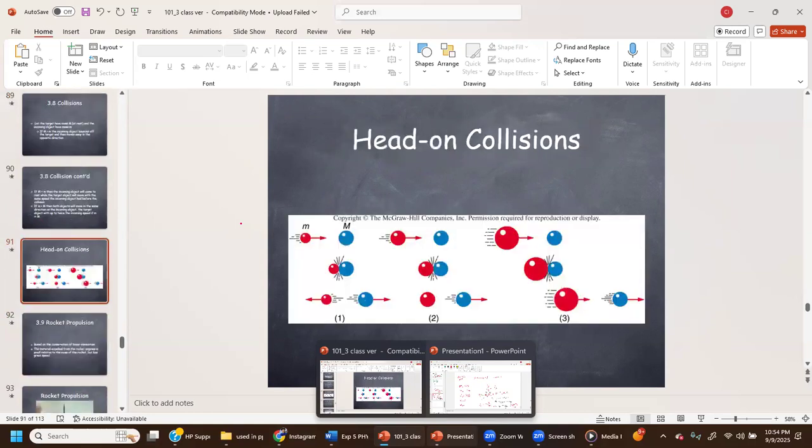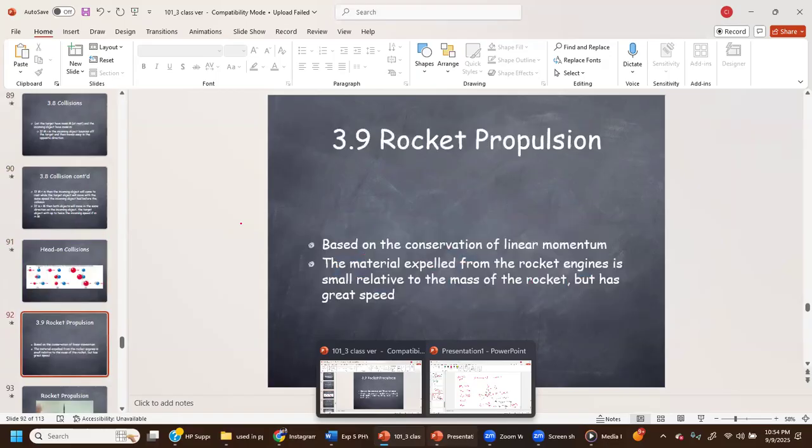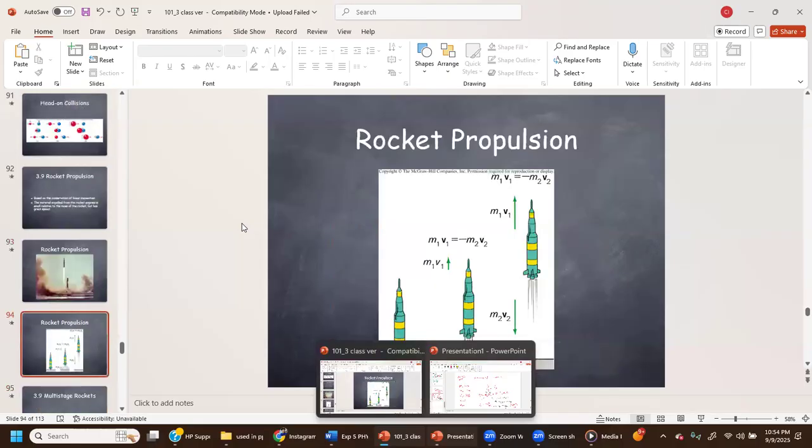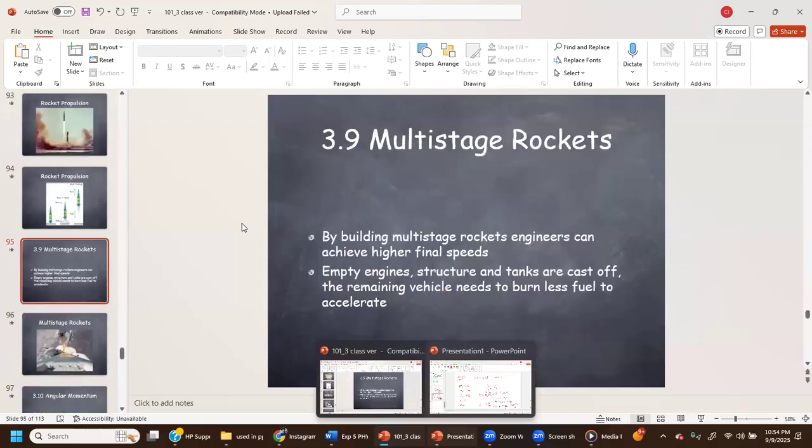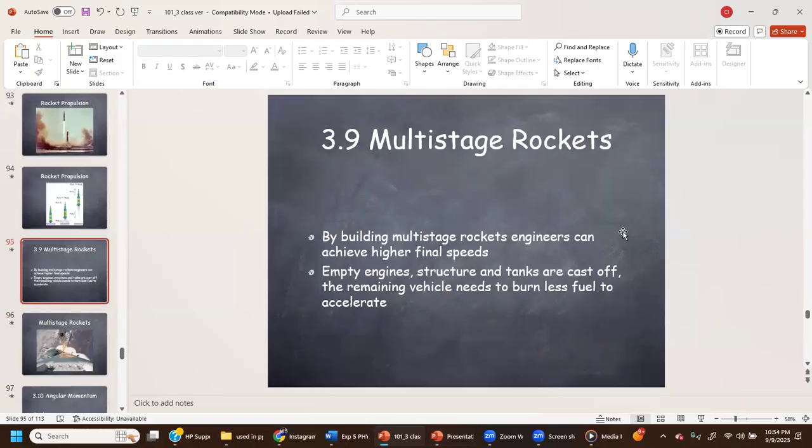So now, based on the conservation of linear momentum, the material expelled from a rocket engine is small relative to the mass of the rocket, but has a greater speed. Now, by building multi-stage rockets, engineers can achieve high final speeds. Empty engine structures and tanks are cast off, so the remaining vehicle needs to burn less fuel to accelerate.